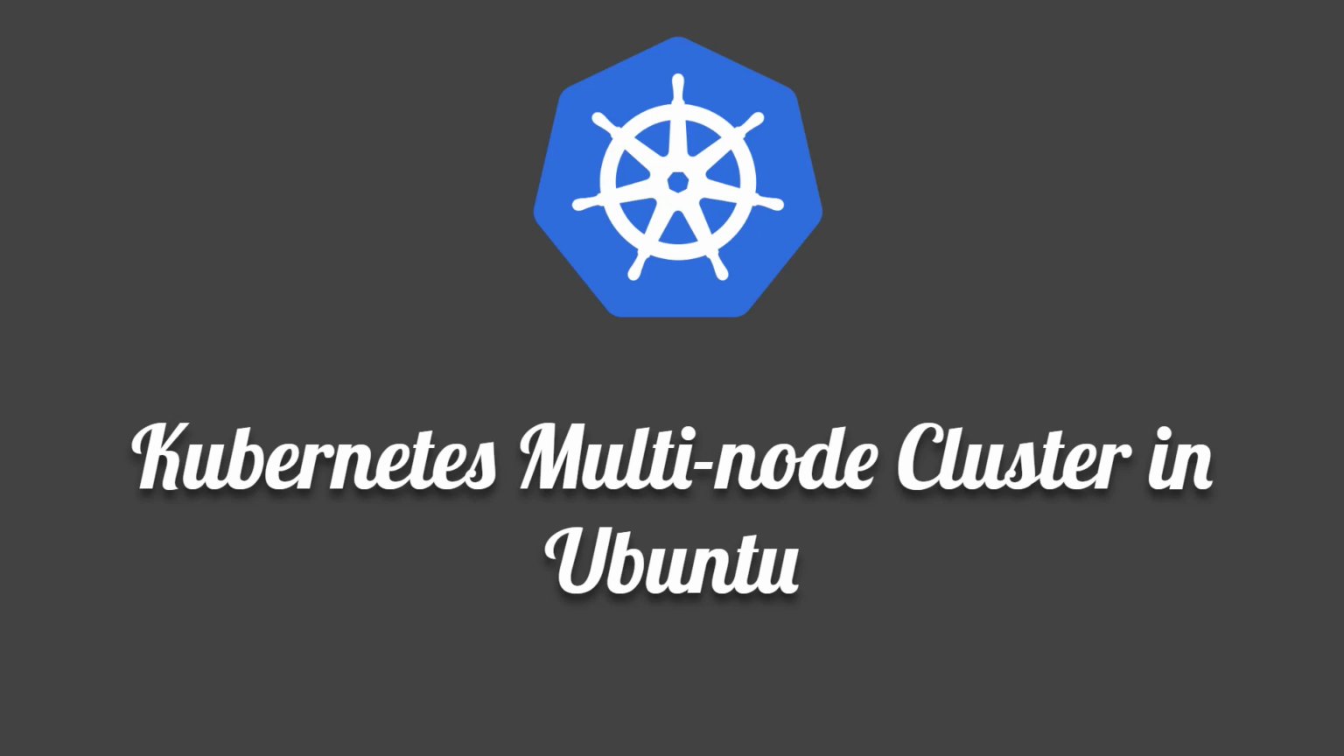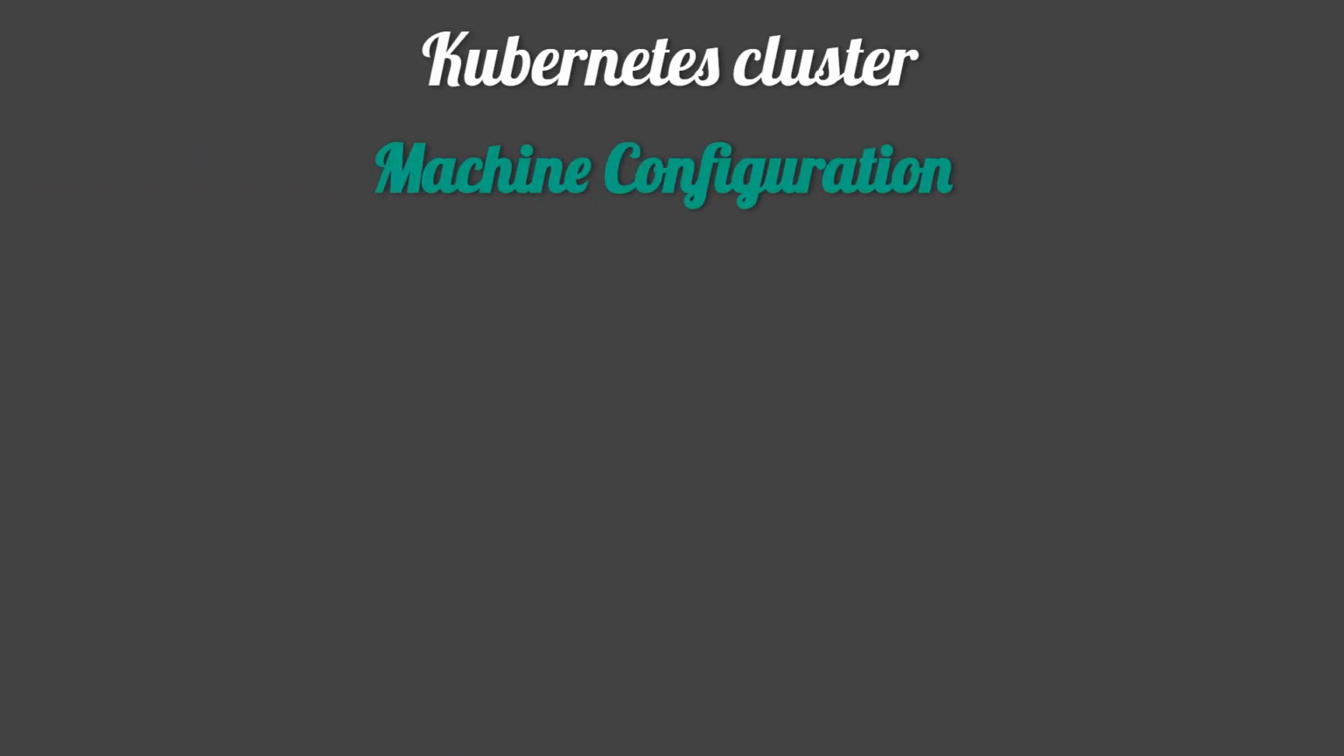Here we are going to see how to create a multi-node Kubernetes cluster in a Ubuntu machine. First, what we are going to do is set up the machine for the deployment of Kubernetes packages. That means we might have to deploy some of the required packages, some configuration need to be changed, firewall need to be changed. All those things we'll do as the first step.